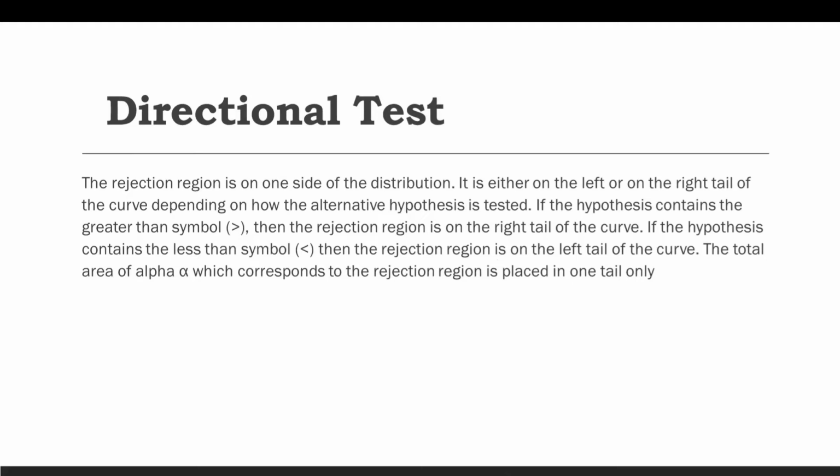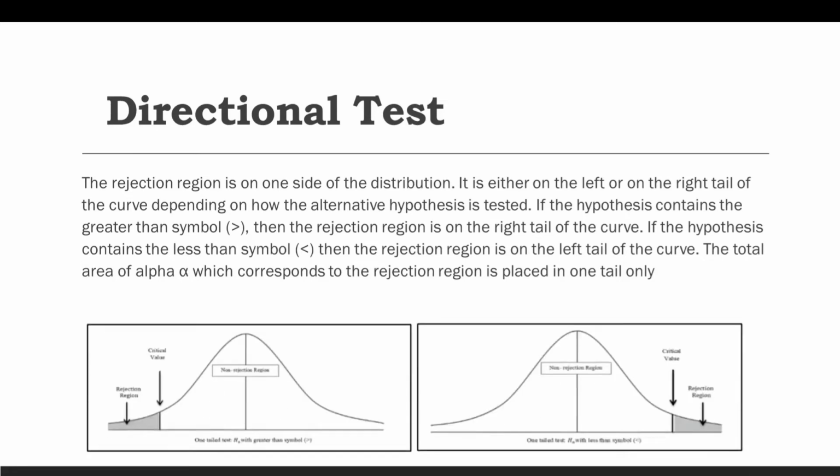tail of the curve. If the hypothesis contains the less than symbol, then the rejection region is on the left tail of the curve. The total area of the alpha which correspond to the rejection region is placed in one tail only. So, kung makikita natin dito, ayan.